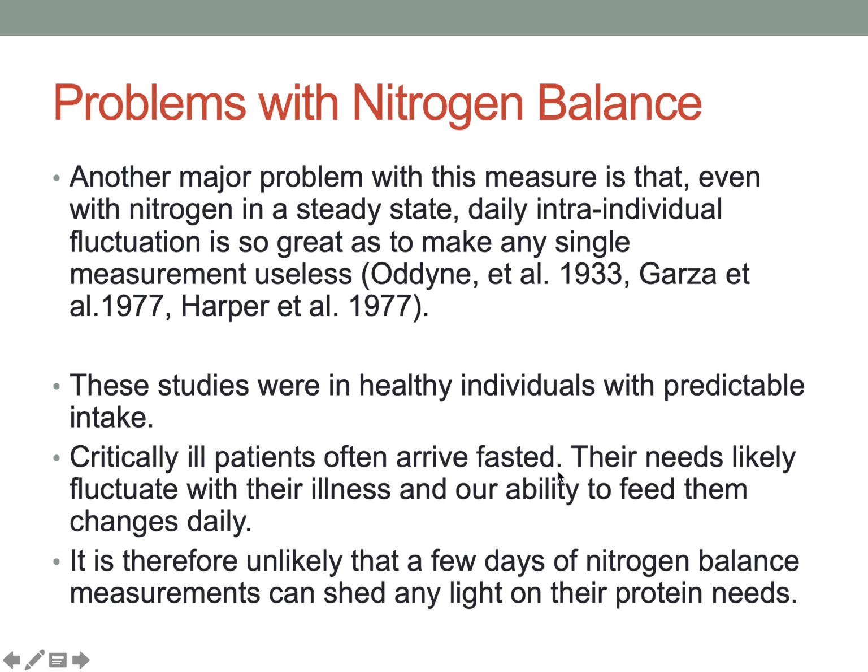Critically ill patients, you don't know what they were eating beforehand, and a lot of them arrive fasted. Their needs likely fluctuate according to their illness, which goes up and down throughout their course. And then our ability to feed them changes. You'll have one day where their gut is hypoperfused and you can't get the food in, and then another day where they're feeding like a champ. So they're going to be all over the place, and their variability is going to be even higher than the healthy individuals. And we know that in healthy individuals, it takes 9 to 12 days before the readings are even meaningful. So it's very unlikely that a few days of nitrogen balance measurements can shed any light on their protein needs.